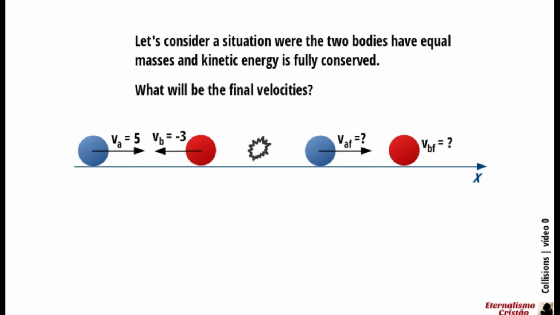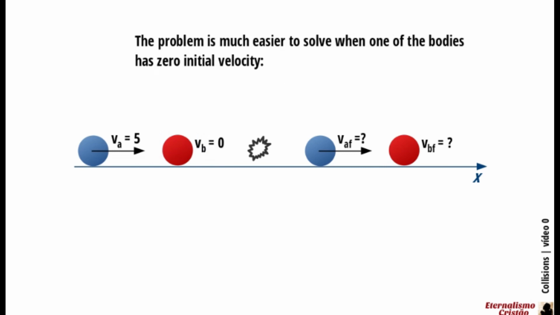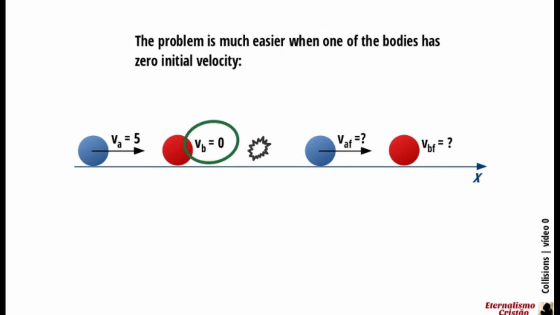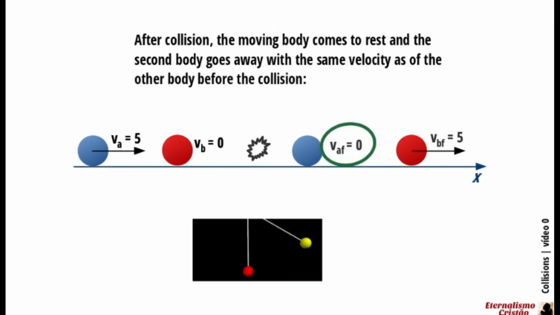Let's consider a situation where the two bodies have equal masses and kinetic energy is fully conserved. What will be the final velocities? The problem is much easier to solve when one of the bodies has zero initial velocity. After the collision, the moving body comes to rest and the second body goes away with the same velocity as the other body had before the collision.